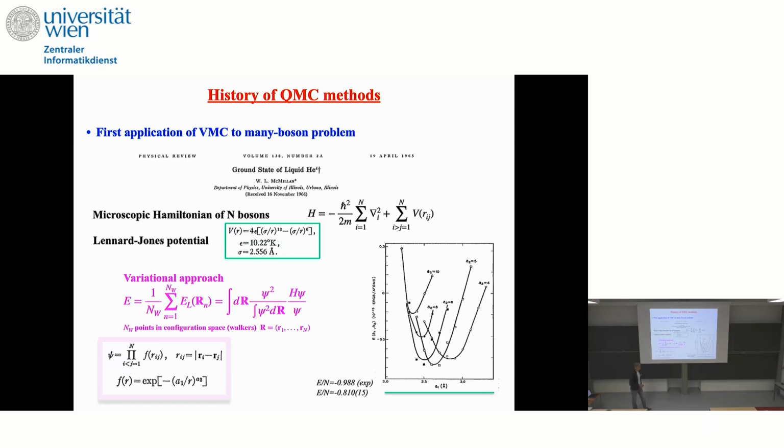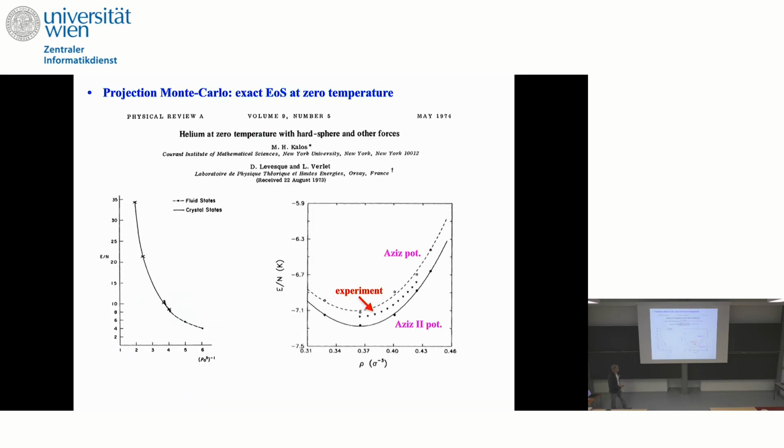And then, for example, he could say that this was the best value that he obtained for the ground state energy. And you see that the value is, of course, an upper bound because it's a variational principle. But it's not so far from the true ground state energy that is obtained in experiments. Okay, so this was the first very important paper where Monte Carlo methods were applied to many boson problems.